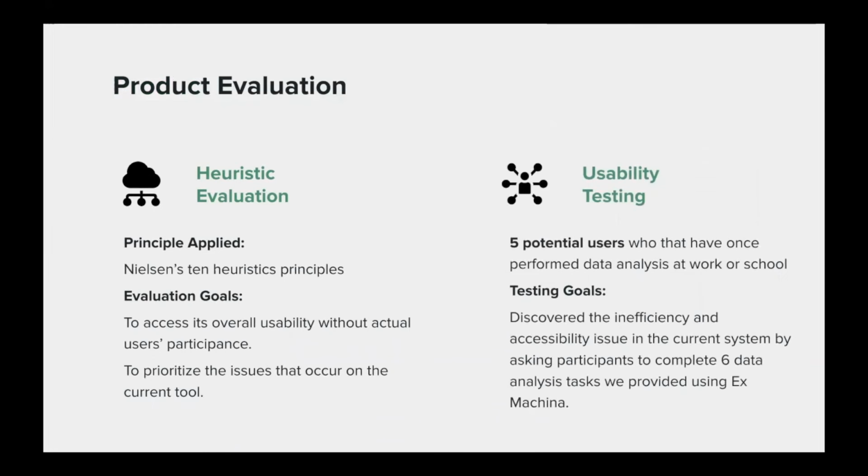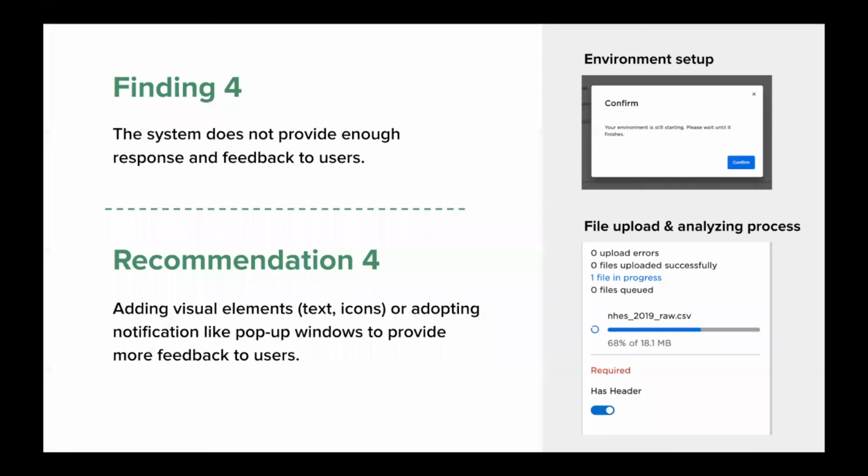Then, we went into the user testing. We recruited 5 potential users with the contact information they left in the survey, and we tried to discover the inefficiency and accessibility issues in the current system by asking participants to complete 5 data analysis tasks we provided to them using Machina.